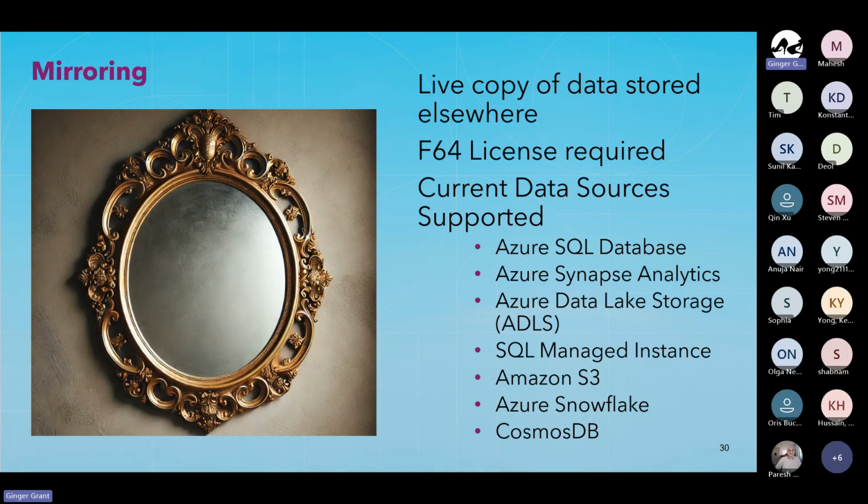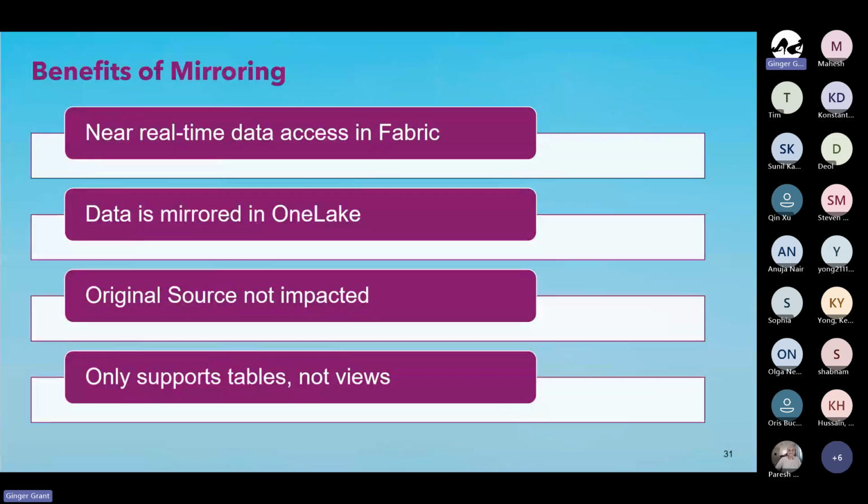But so the benefits of mirroring, you get near real-time data access in Fabric, and your data is mirrored in OneLake. So you have a copy of that data just as it is inside of your database. It doesn't impact the original source in terms of speed, and it only supports tables, though. It won't bring over any views you happen to have.